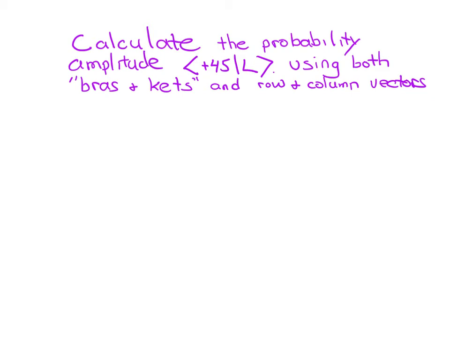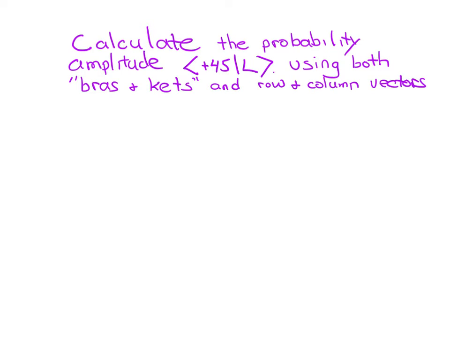This is the notation that's introduced in chapter 3 in Beck to represent the polarization states of photons. And L is going to stand for the polarization state of a left circularly polarized photon. And plus 45 is going to correspond to the polarization state of a linearly polarized photon whose direction of polarization makes an angle of 45 degrees above the horizontal direction.